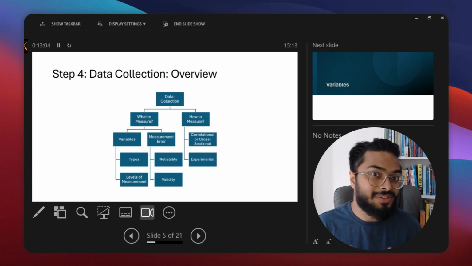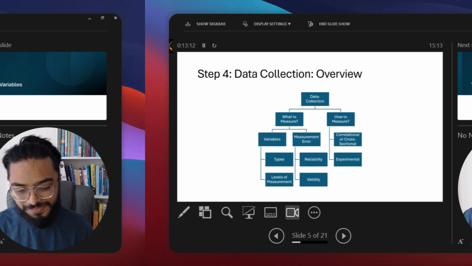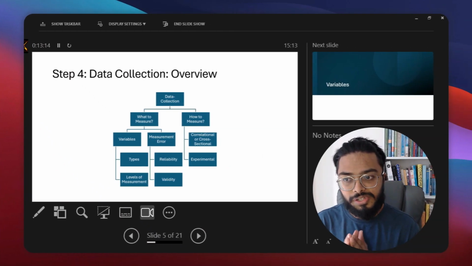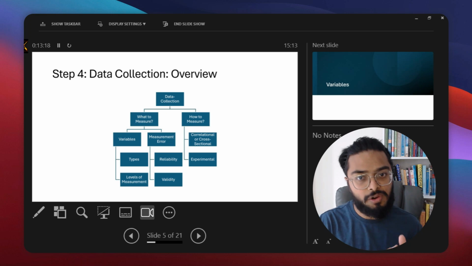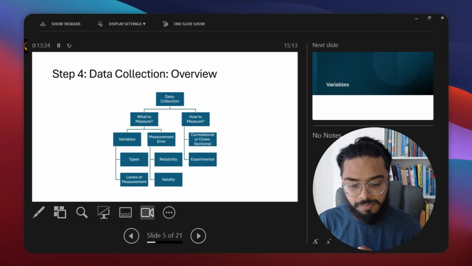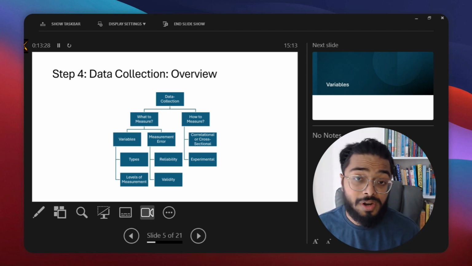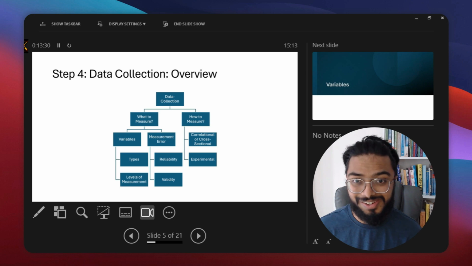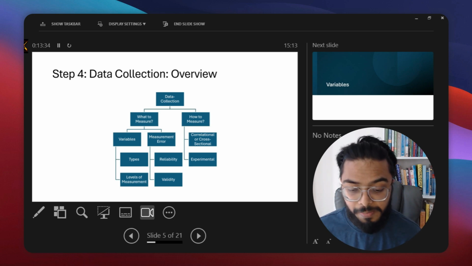And so let's talk about data collection. So that's step number 4. When we are talking about data collection, there are two things to consider: what to measure and how to measure. That's how I have divided this section into two different parts. Now, data collection is where your hypothesis meets reality. Let's discuss what you need to measure.